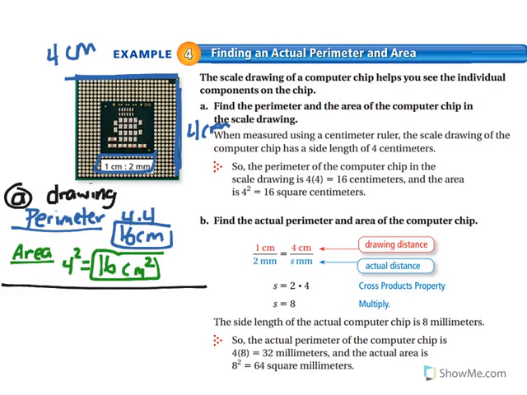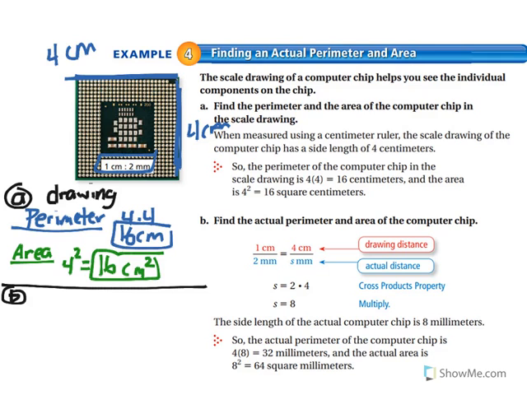All right, now that's part A. Part B says to find the actual perimeter and area of the computer chip. So the first thing I need to do is figure out the measurements of the actual computer chip. In order to do this, I need to use the scale to find the side length of the computer chip. That's the first thing I need to figure out.